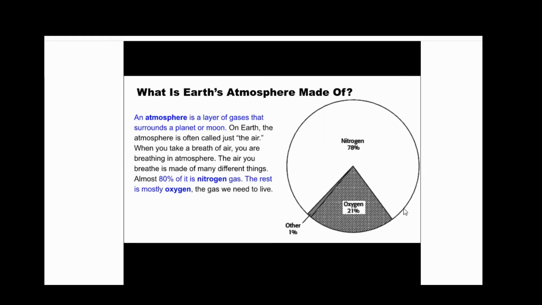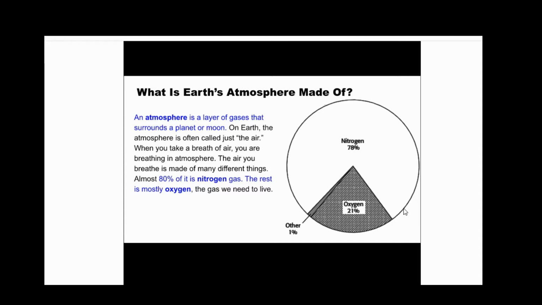Okay, hopefully you enjoyed that quick video. What we're going to talk about now is what the atmosphere is made of. So for the atmosphere on Earth, an atmosphere is any kind of gaseous layer that surrounds either a planet or a moon. Not all planets and moons have atmospheres. Our moon doesn't have an atmosphere, but it's any kind of layer of gases that surrounds a celestial body.